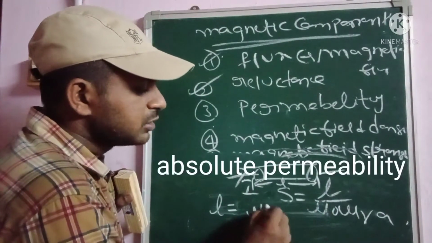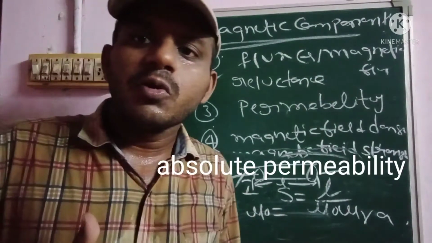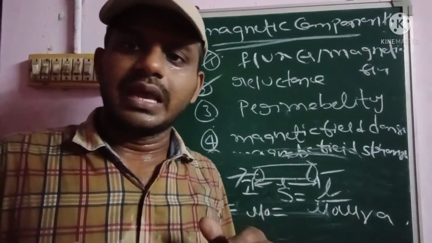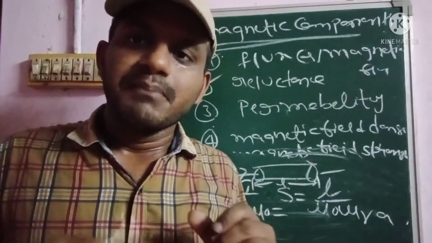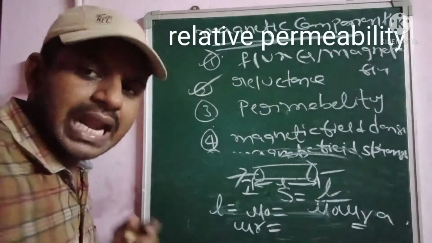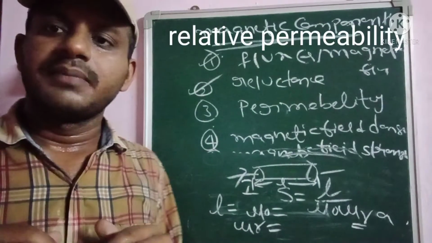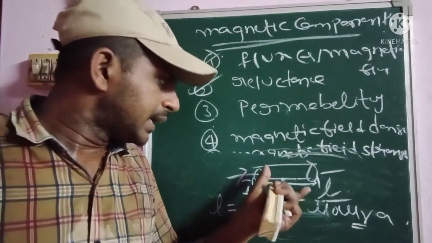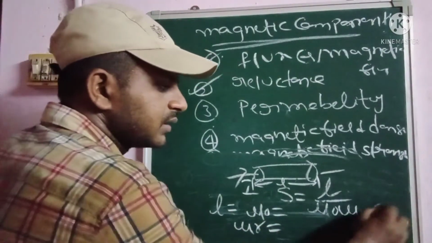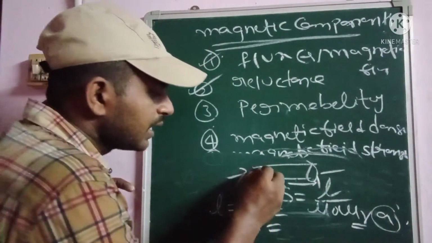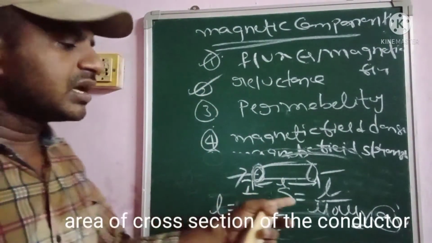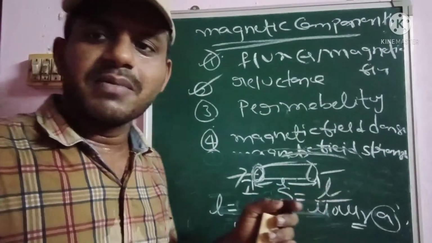Here mu naught is simply called the absolute permeability of that particular material. As well as mu r, which is called the relative permeability of that particular material, here like a conductor. And A means the area of cross section of the conductor. This is the formula for the reluctance.